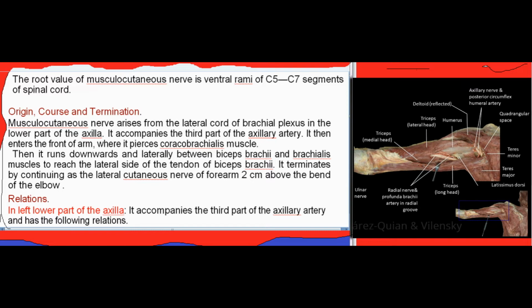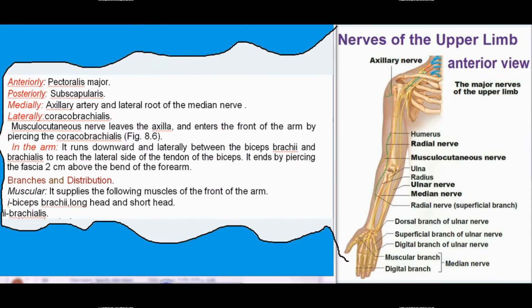Relations. In the lower part of the axilla, it accompanies the third part of the axillary artery and has the following relations. Anteriorly, pectoralis major. Posteriorly, subscapularis. Medially, axillary artery and lateral root of the median nerve. Laterally, coracobrachialis.